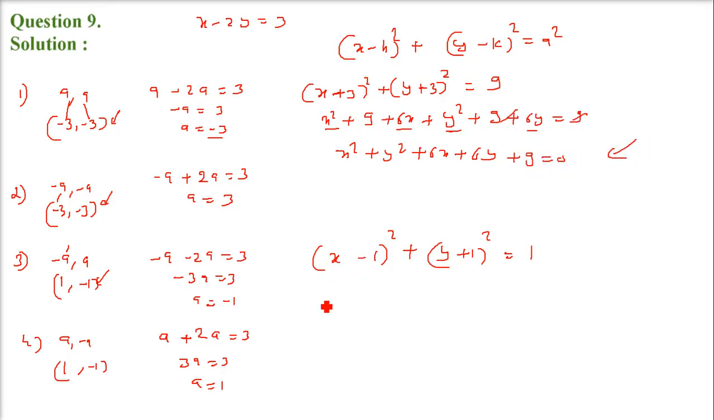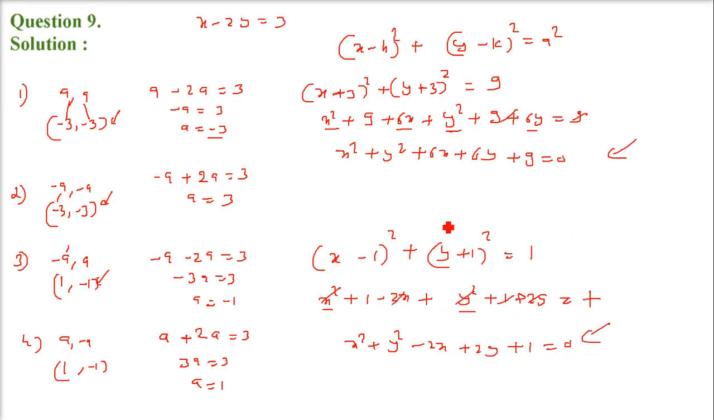What is the other equation? x square minus 2x plus 1 plus y square plus 2y plus 1 equals 1. So x square plus y square minus 2x plus 2y, 1 gets cancelled, plus 1 equals 0. So these are the two equations which are going to be formed.